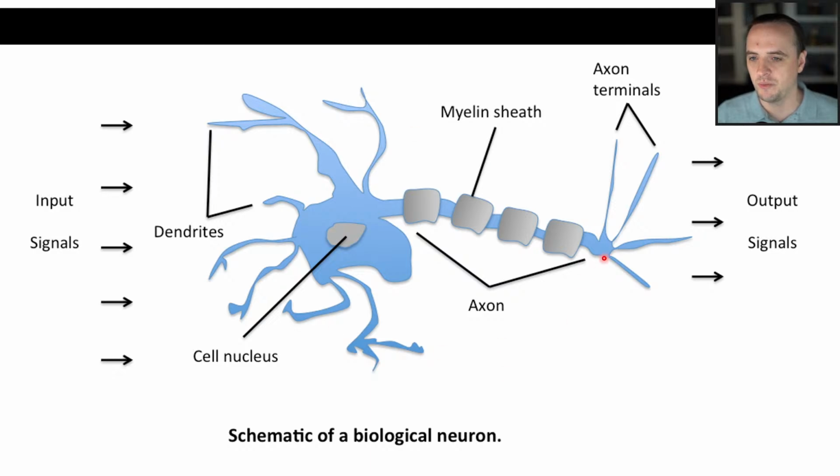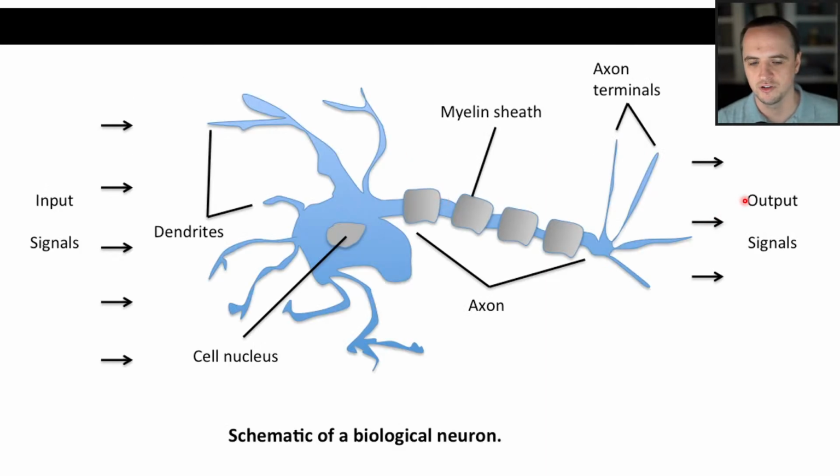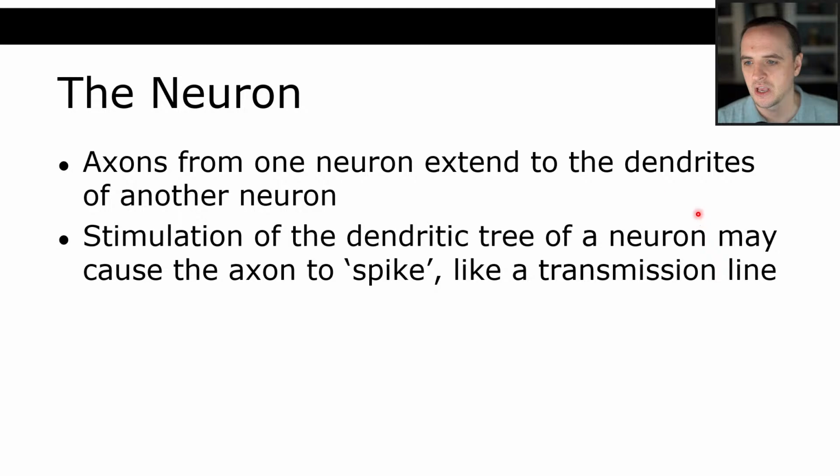So in an actual biological neuron, we have these dendrites. Those are input signals that come from other neurons. Then you have something going on in here, which isn't that important. And then we have output signals. So the axons from one neuron extend to the dendrites of another neuron. So we have the axons out here. Those are the outputs. Those are going to be the inputs for other neurons.